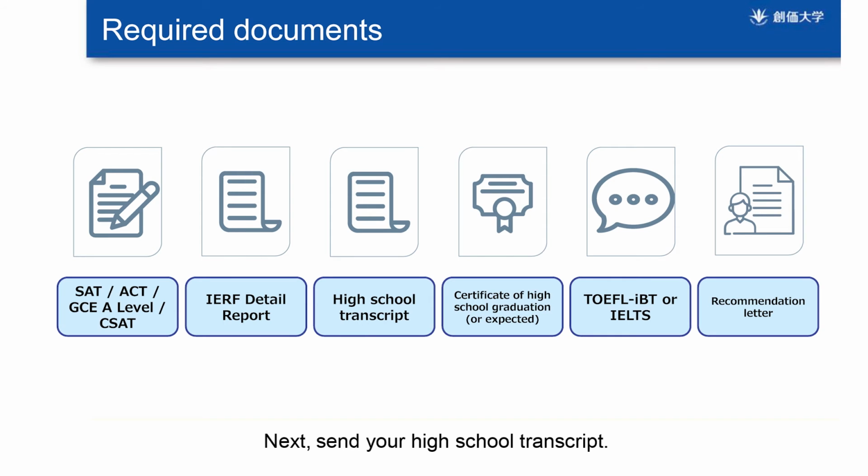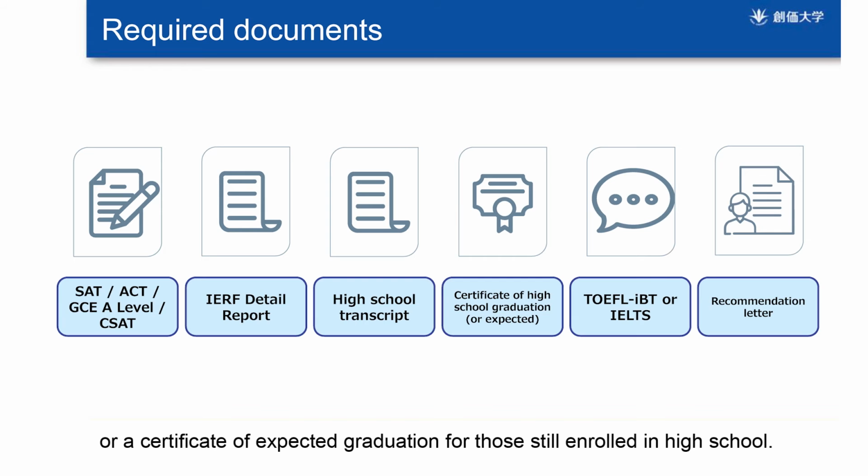Next, send your high school transcript. If you are still enrolled in high school by the time of application, submit the scores you have until then. Submit your certificate of high school graduation or a certificate of expected graduation for those still enrolled in high school.